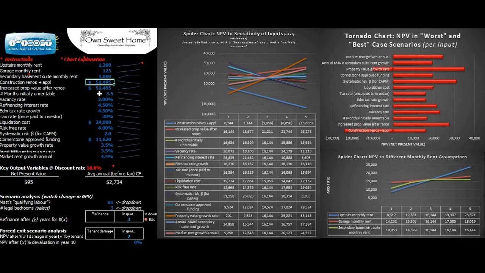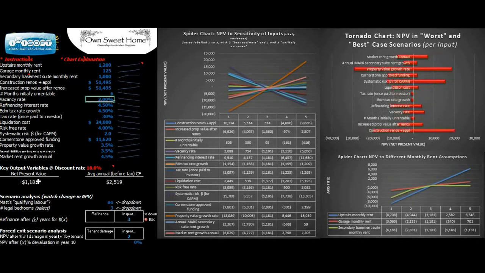So number of months initially unrentable. This is a bit of a hiccup with the Cornerstone and even making any suites legal. There's almost no difference between Cornerstone and creating a legal suite. You're pretty much going to end up suffering in any way. Construction renos, okay, that just probably hasn't updated yet. Let's try to get it to update. That's okay. All right, so number of months initially unrentable. Let's say it takes 6 months to get me to rent this place. Okay, so NPV goes slightly negative. All right, so let's go back to 3.5. I think that's probably more likely.